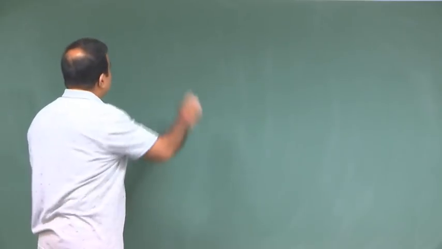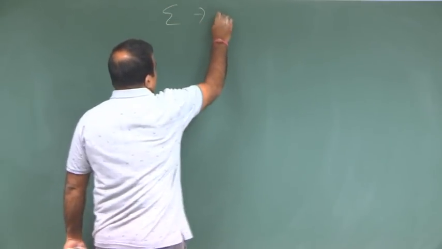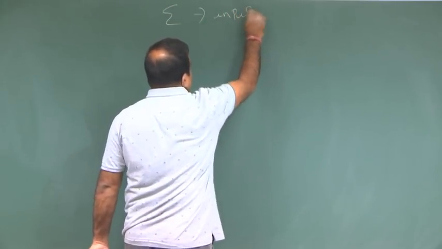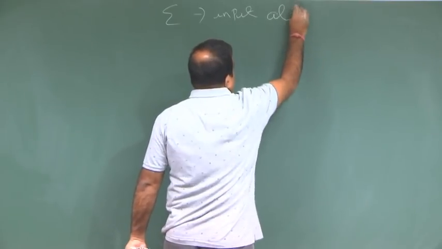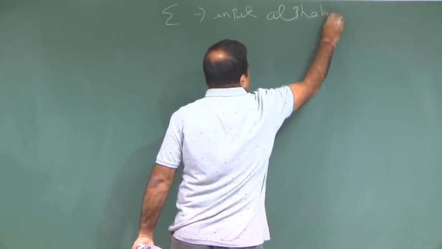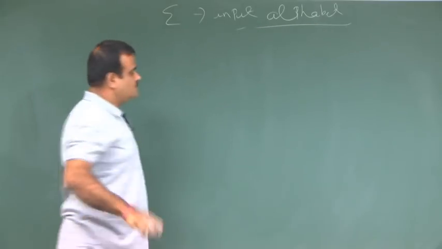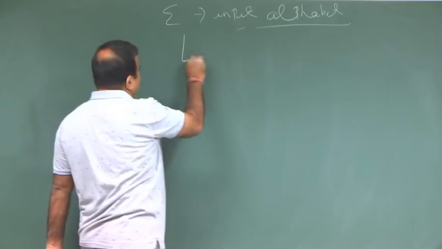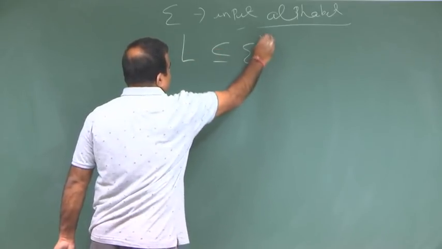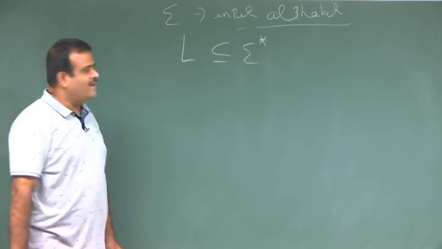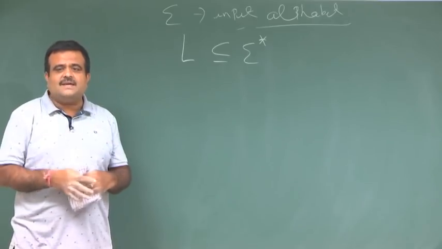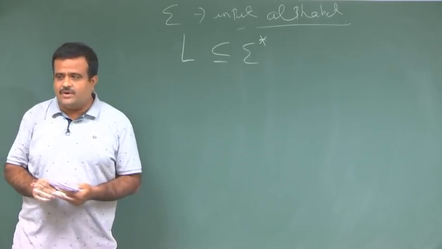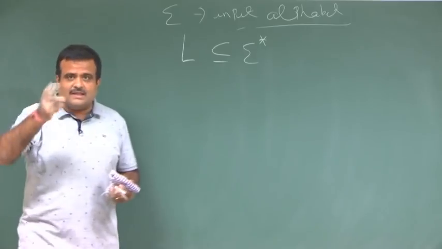So, this is the input alphabet or alphabet symbols, and we know the language. A language is a subset of sigma star. It is a collection of strings; any collection of strings is called a language, including the null string.